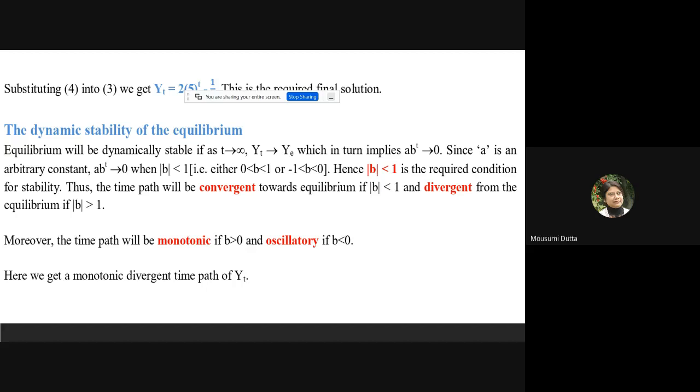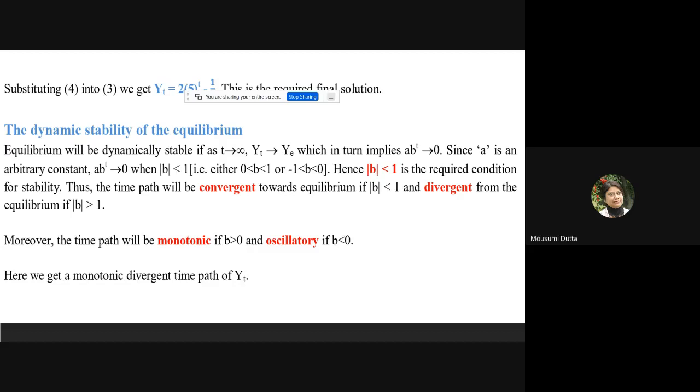The second question is, if we move towards equilibrium or away from the equilibrium, whether there will be a continuous increase or decrease, or a kind of alternation of increase and decrease in this way. In other words, whether the time path is monotonic or whether the time path is oscillatory.